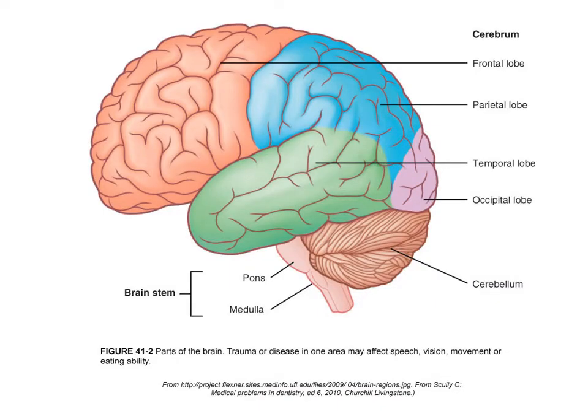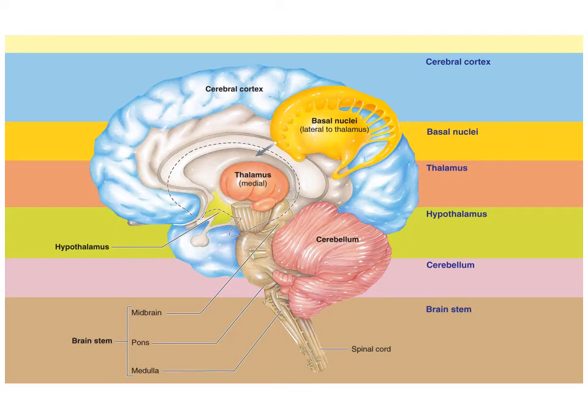Now here, instead of looking at the cranial nerves, we're actually looking at the portions of the brain. So we have the frontal lobe, the parietal lobe, temporal lobe, occipital lobe, and cerebellum. Each portion of the brain is responsible for different functions, so damage to the brain will affect those functions. And here, instead of just looking at the outer lobes of the brain, we're actually looking inside the tissue, where we can see different portions of the brain.